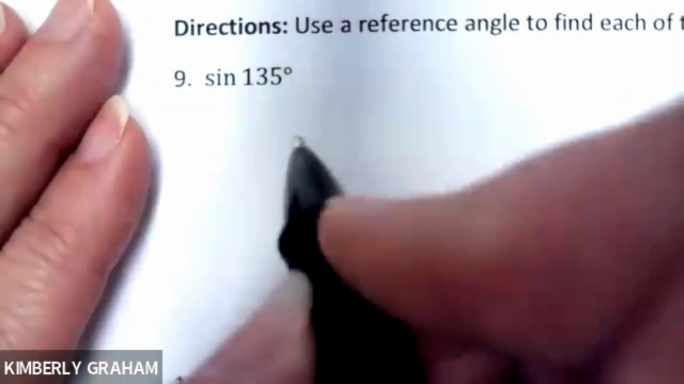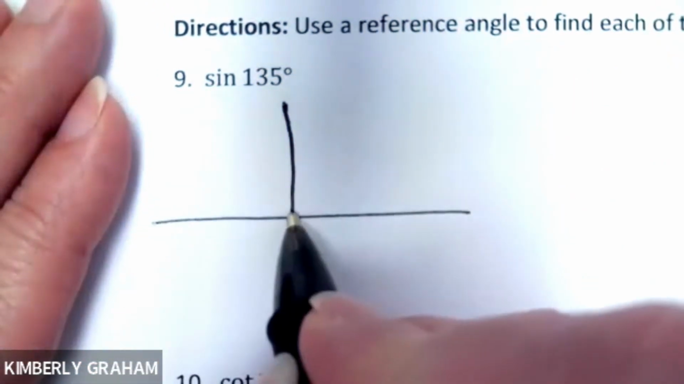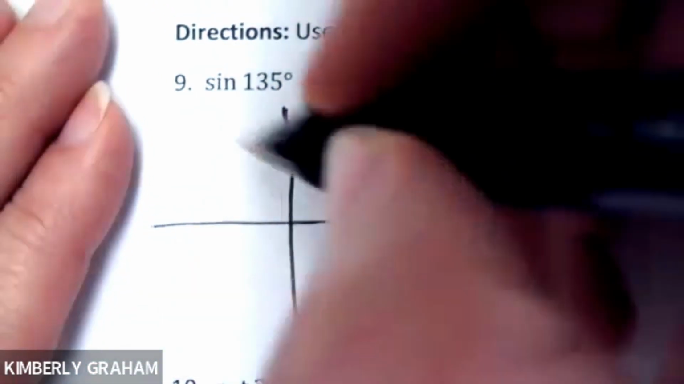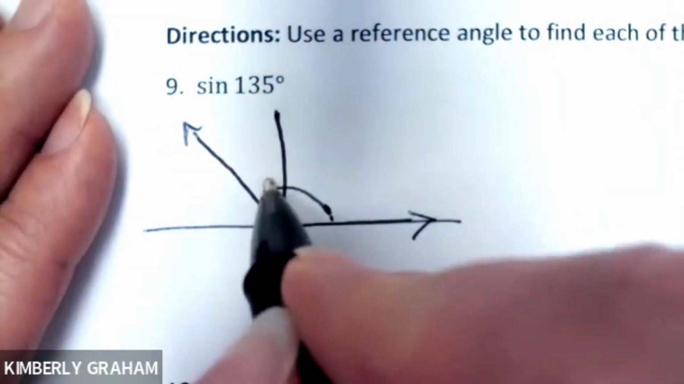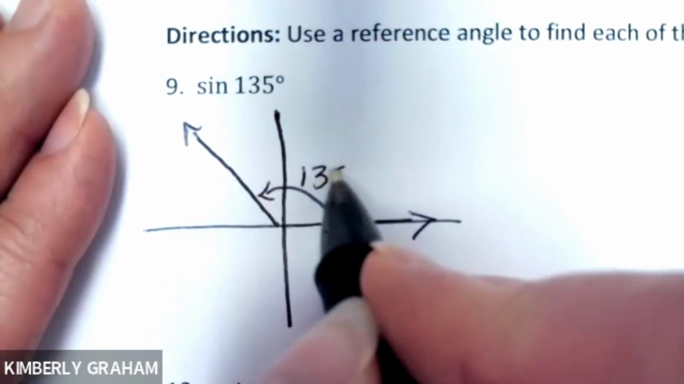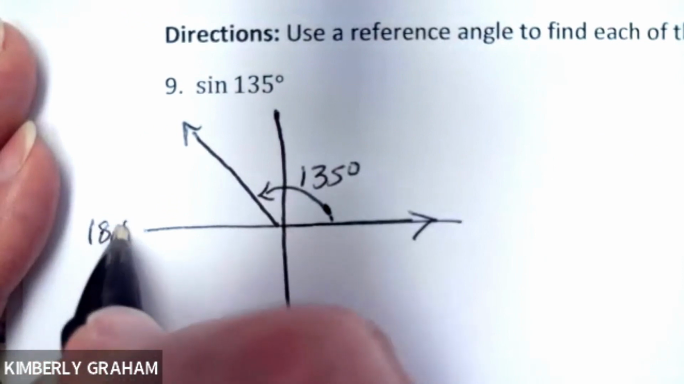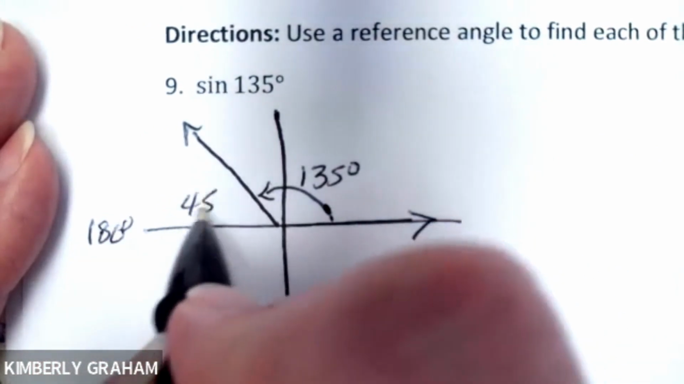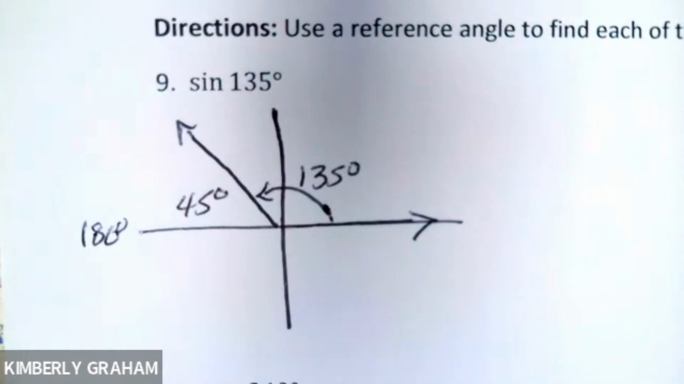First thing I'm going to do is make a sketch. 135 is over here in quadrant 2. So this angle is 135. That means that this reference angle here is going to be 45. Everybody understand that?